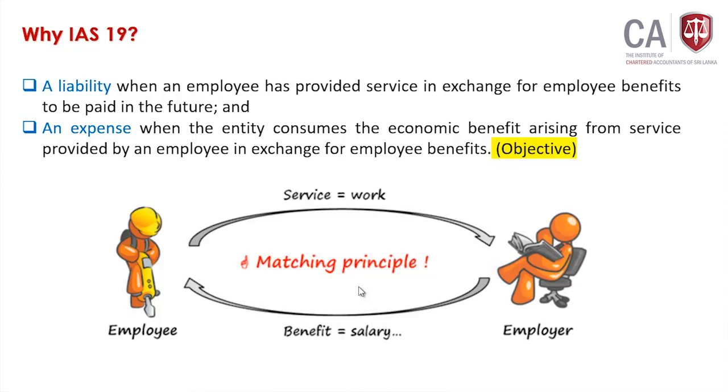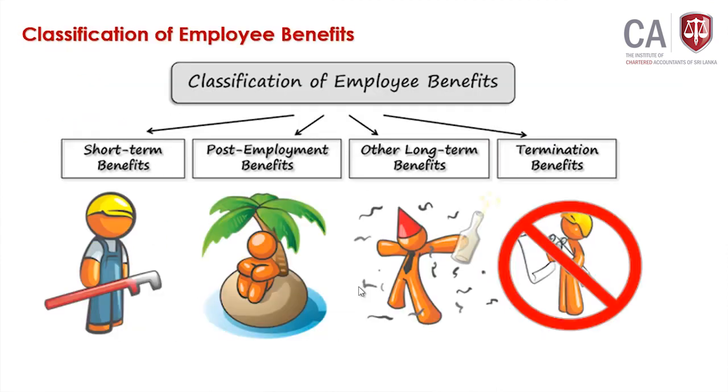For that, the employer pays some money, consideration, benefit to the employee. All these employee benefits, we can classify into these 4 categories. Some of them will be what? Short-term benefits. Some of them will be post-employment benefits. Some of them will be other long-term employee benefits. Some of them will be termination benefits.